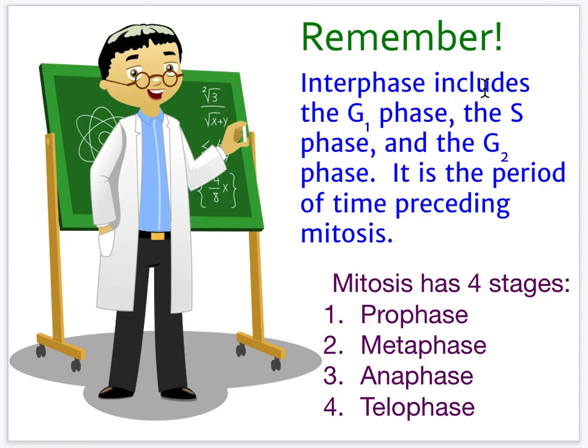So interphase has G1, S, and G2 phase, and it's all the time before mitosis. So it's that long piece of the pie, those three big pieces of the pie. And then mitosis is broken down into 4 stages: prophase, metaphase, anaphase, and telophase.